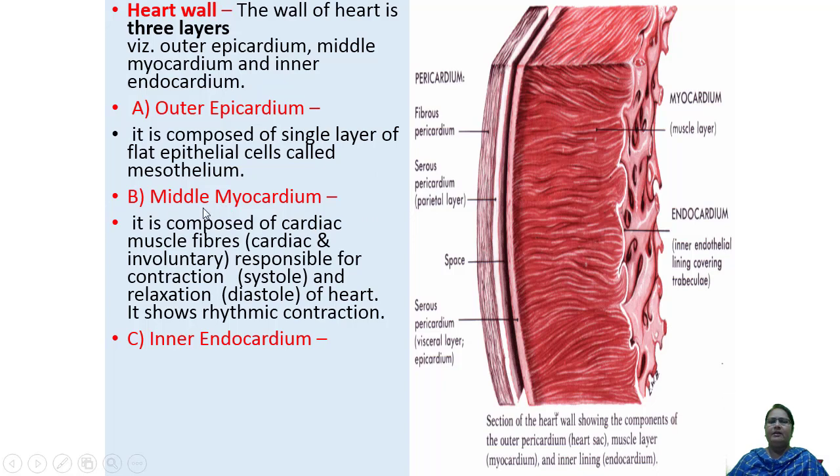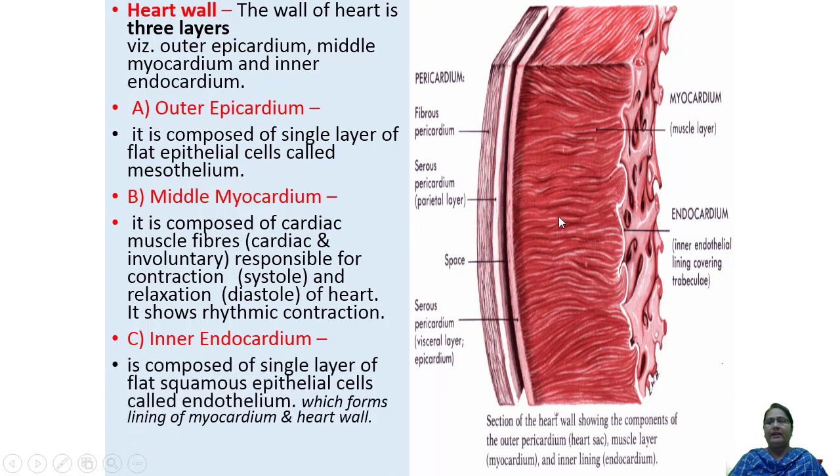The middle layer is myocardium. You can see here this myocardium. This is the middle layer. Okay. This is the pericardium, the outermost layer, and the middle layer. It is composed of cardiac muscle fibers, cardiac and involuntary, responsible for contraction, that is called systole. When the heart contracts, it is called systole, and when the heart relaxes, it is called diastole. So it shows this rhythmic contraction of systole and diastole, that is contraction and relaxation.